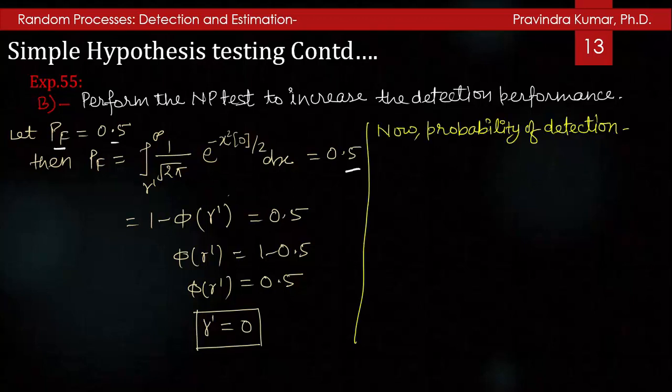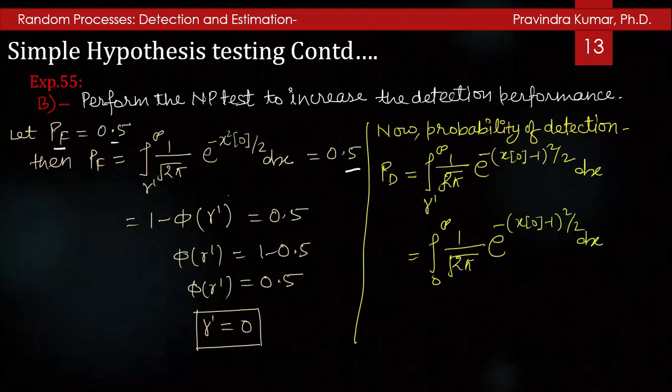and so the probability of detection will be the integration from gamma dash to infinity of 1 upon under root 2 pi e to the power minus x naught minus 1 whole square by 2. This means the PDF under hypothesis h1, and it will be equal to, because the value of gamma dash is 0, from 0 to infinity of 1 upon under root 2 pi e to the power minus x naught minus 1 whole square by 2 dx.